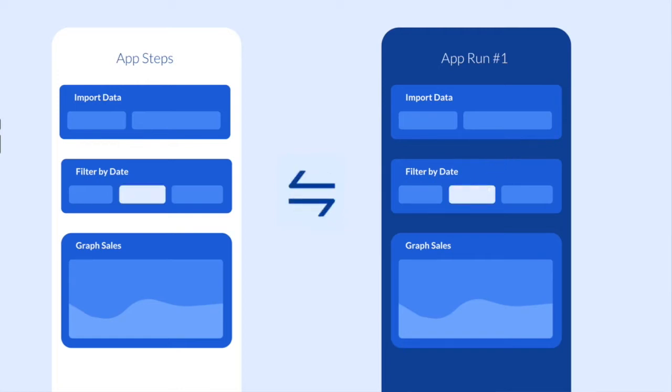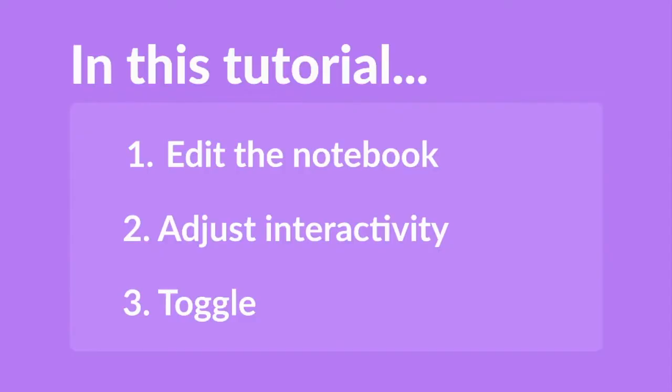In other words, you say something, and the app says something back. You say something else, and the app says something else back. And the best part is, you can achieve all of this without ever leaving the comfort of your finished, polished dashboard. In this video, I'll cover how to edit a notebook, how to adjust the in-app interactivity of select blocks, and finally, toggle the inputs to produce results based on your every whim.